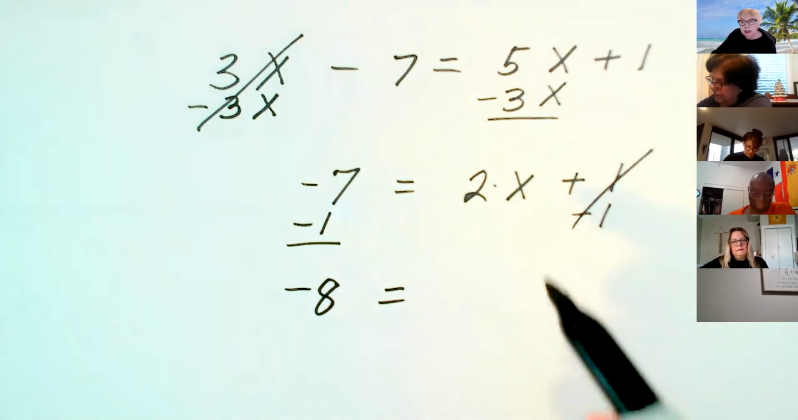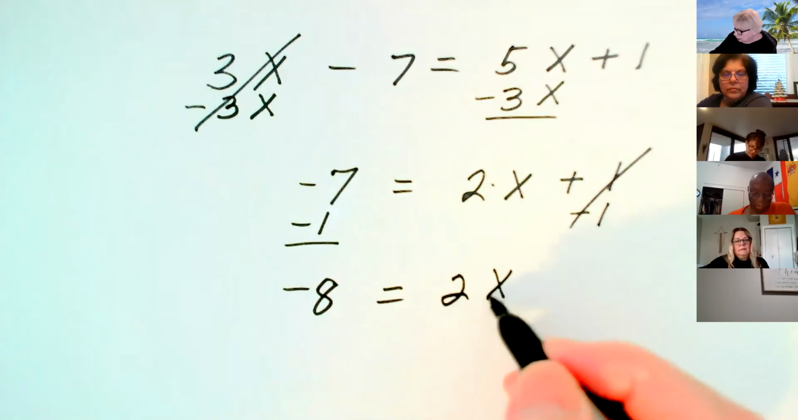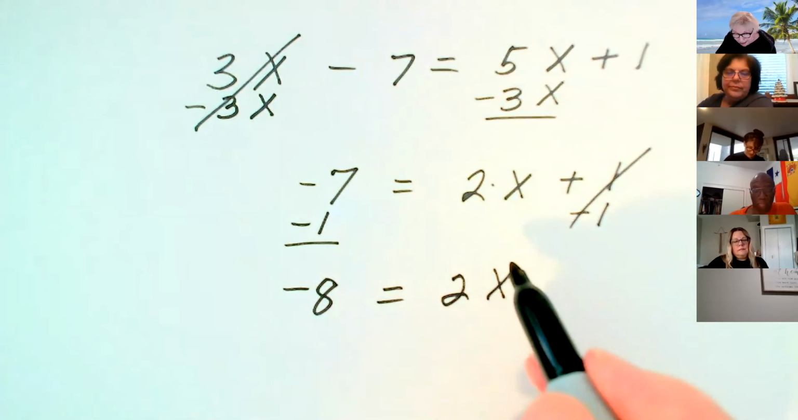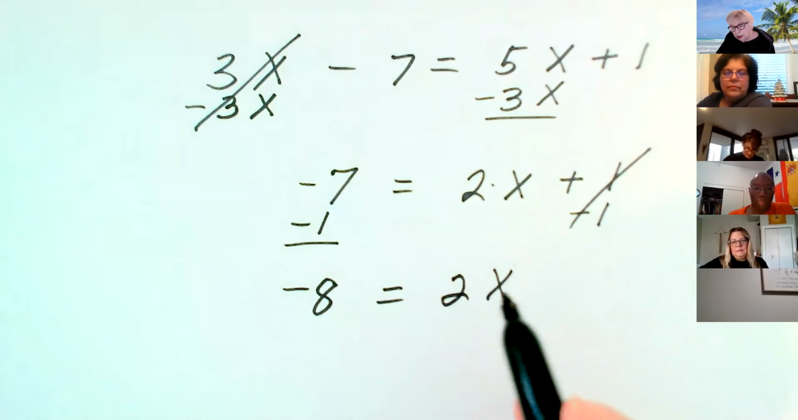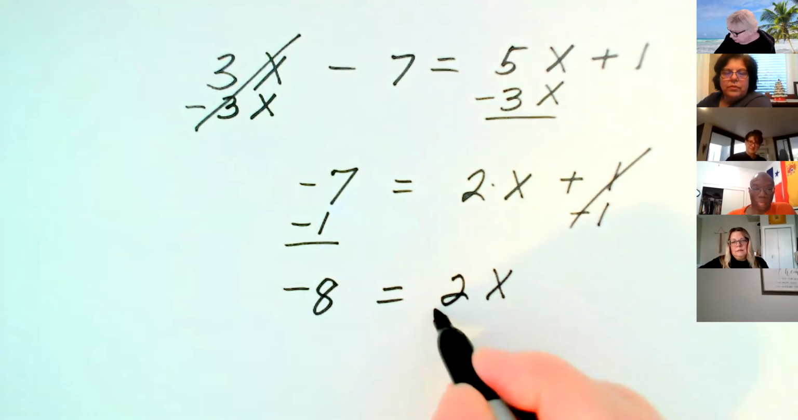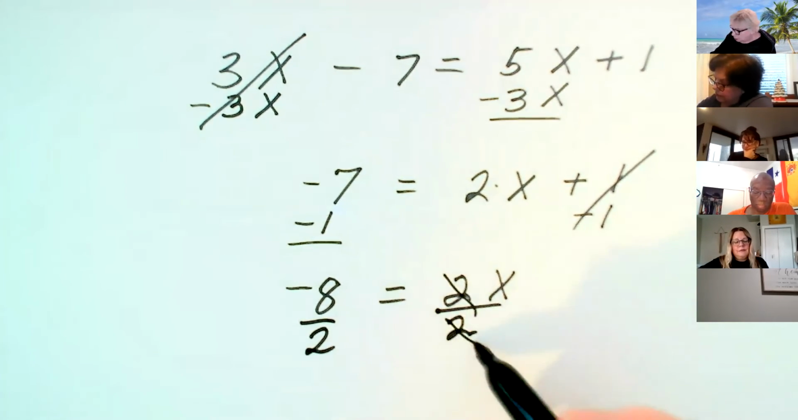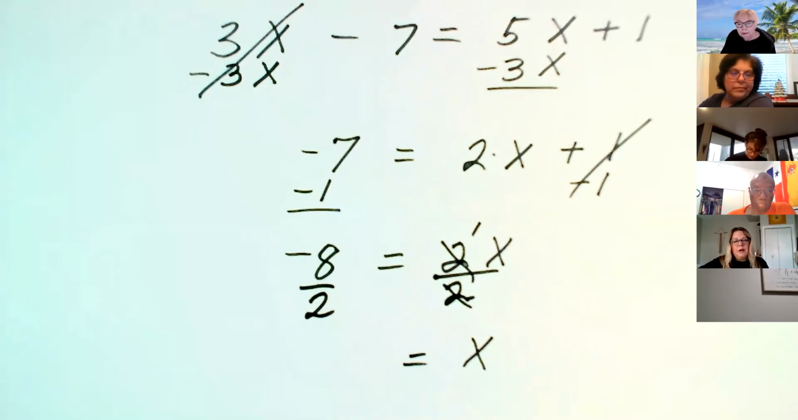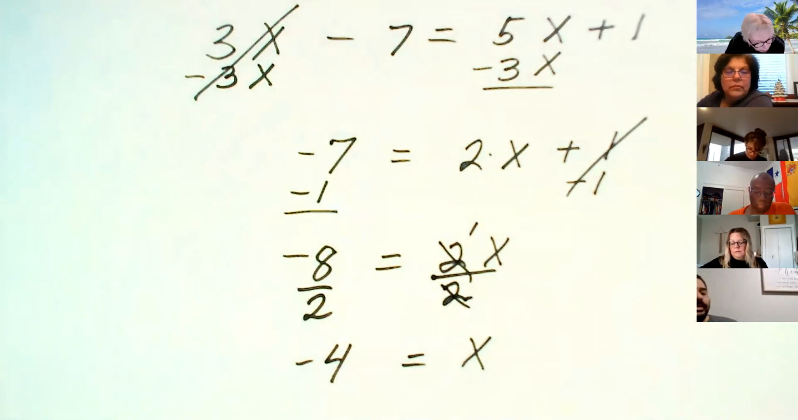And this hit the dust, and I'm left with 2x. My focus is always on the side with the x. But it's not done yet because it's got a 2 multiplied to the x, so do the opposite: divide by 2 on each side. Cancel, cancel. 1x is x equals -4. A negative divided by a positive is negative in division. That's your answer. x is -4.